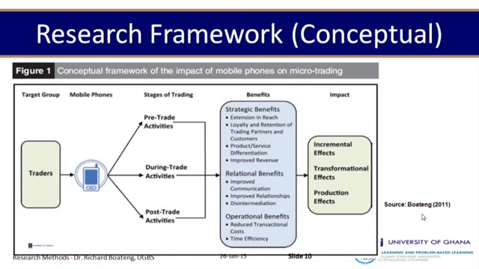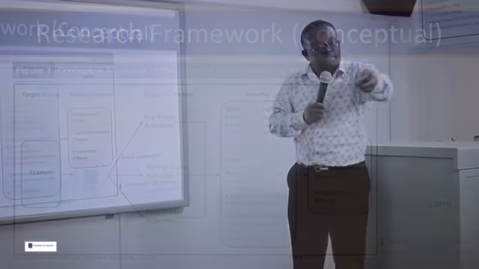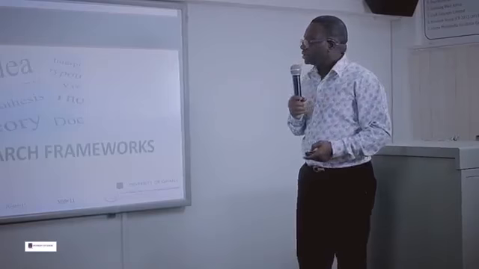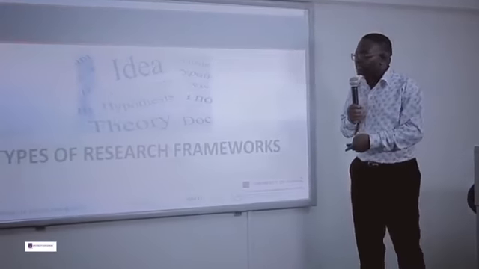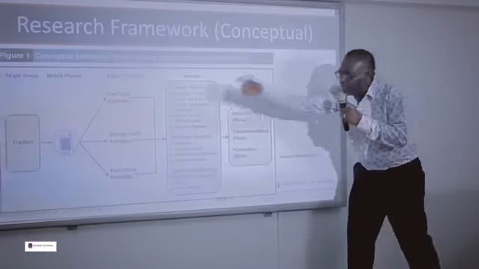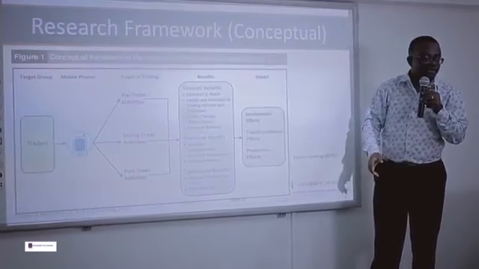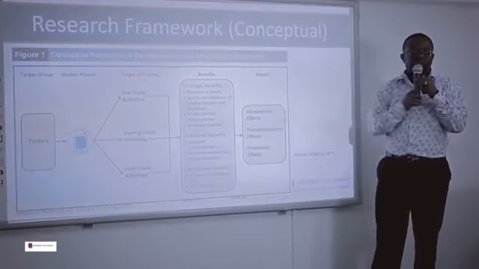So we say that a research framework helps you to postulate how potential or observed variables from the literature come together to explain what you are trying to study. And that is why we call it a research framework. It frames the research. So that means that the researcher will be within the limits of these variables.